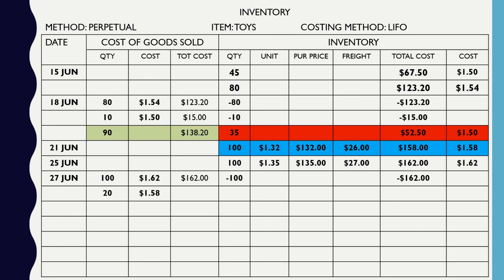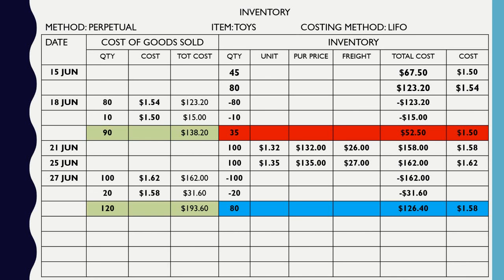So now, I still have 20 remaining to sell. My cost per item is going to be whatever the blue batch is, which is $1.58. Multiply it, you get $31.60. Then, once I get this number, I'm going to go ahead and eliminate it from there to get me a new ending balance in my blue of 80 items at 126.40. Okay.